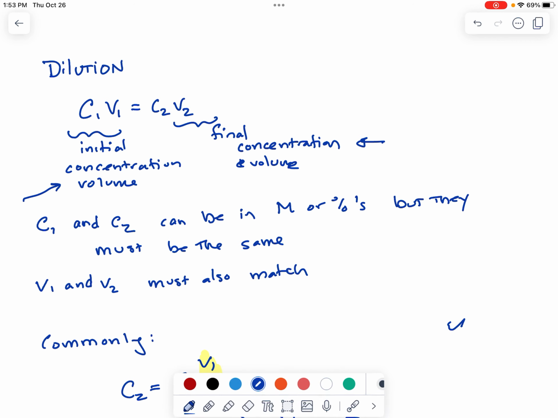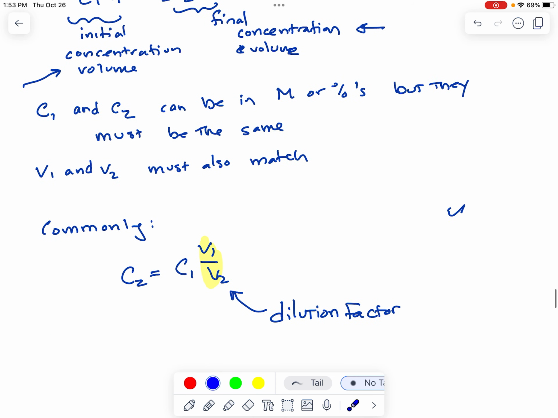Okay, better. So C1 and C2 can be any kind of concentration, molarity, or percents, but they must be the same. V1 and V2 must also match. So they can be milliliters, they can be liters, there could be some non-standard concentration. We will always use milliliters or liters.